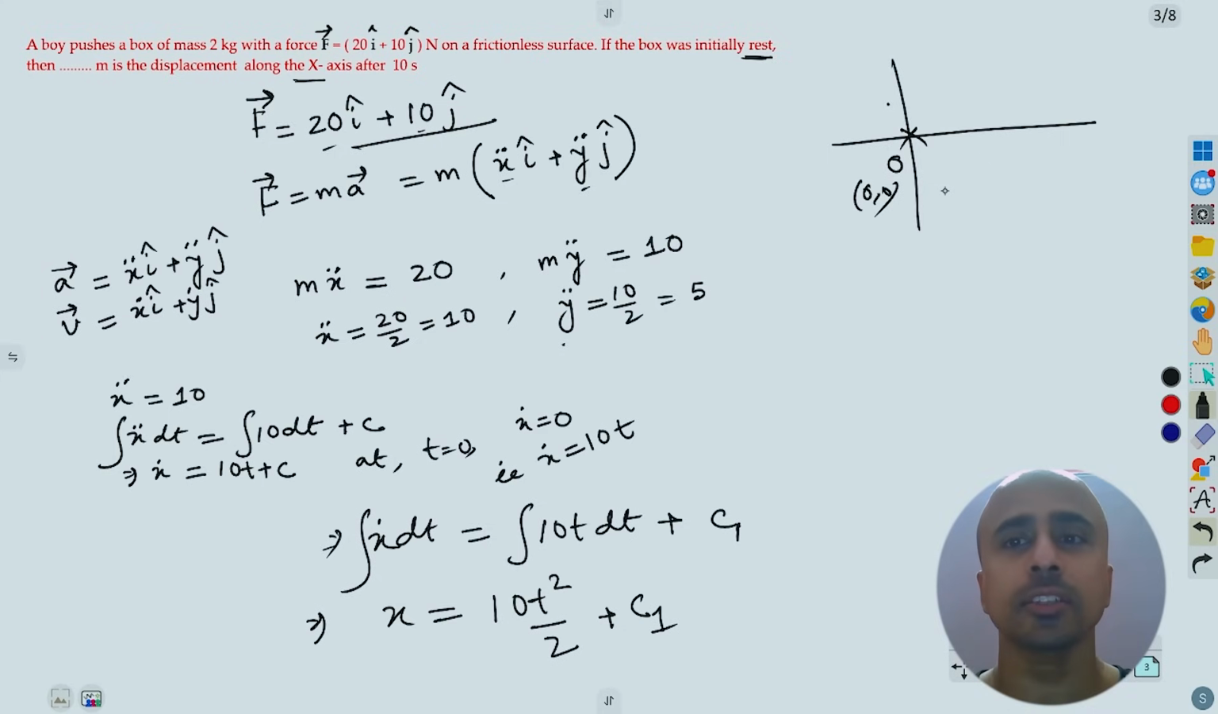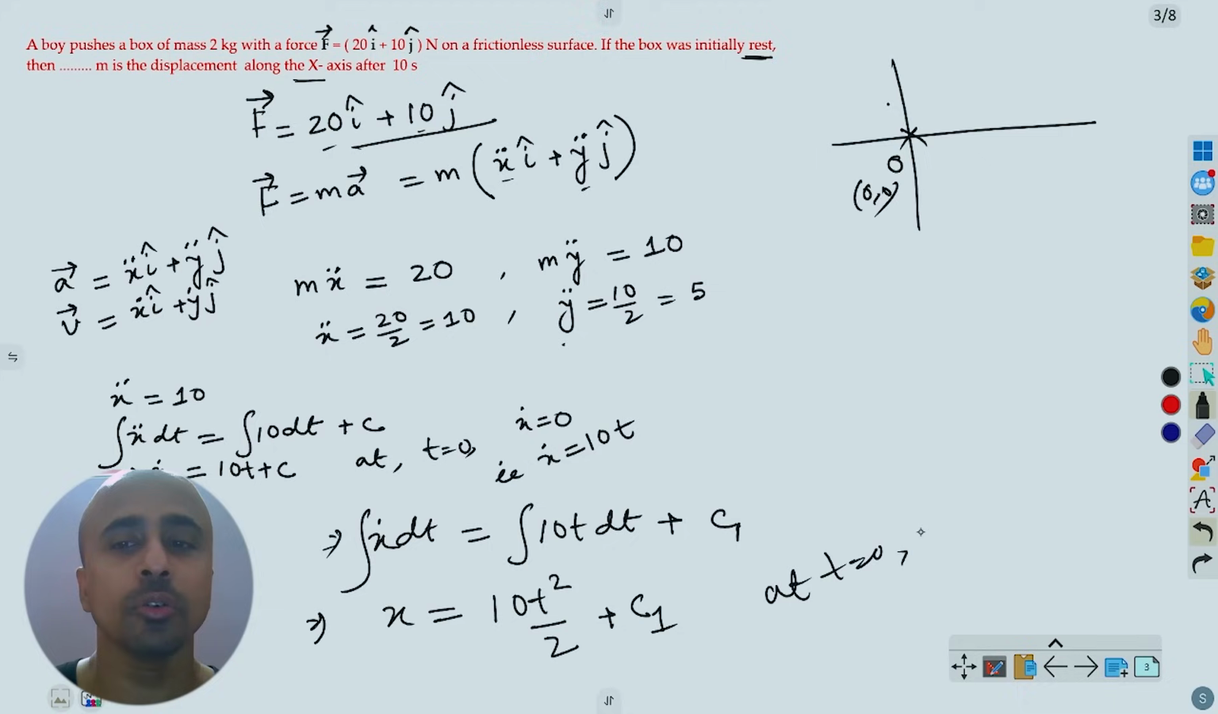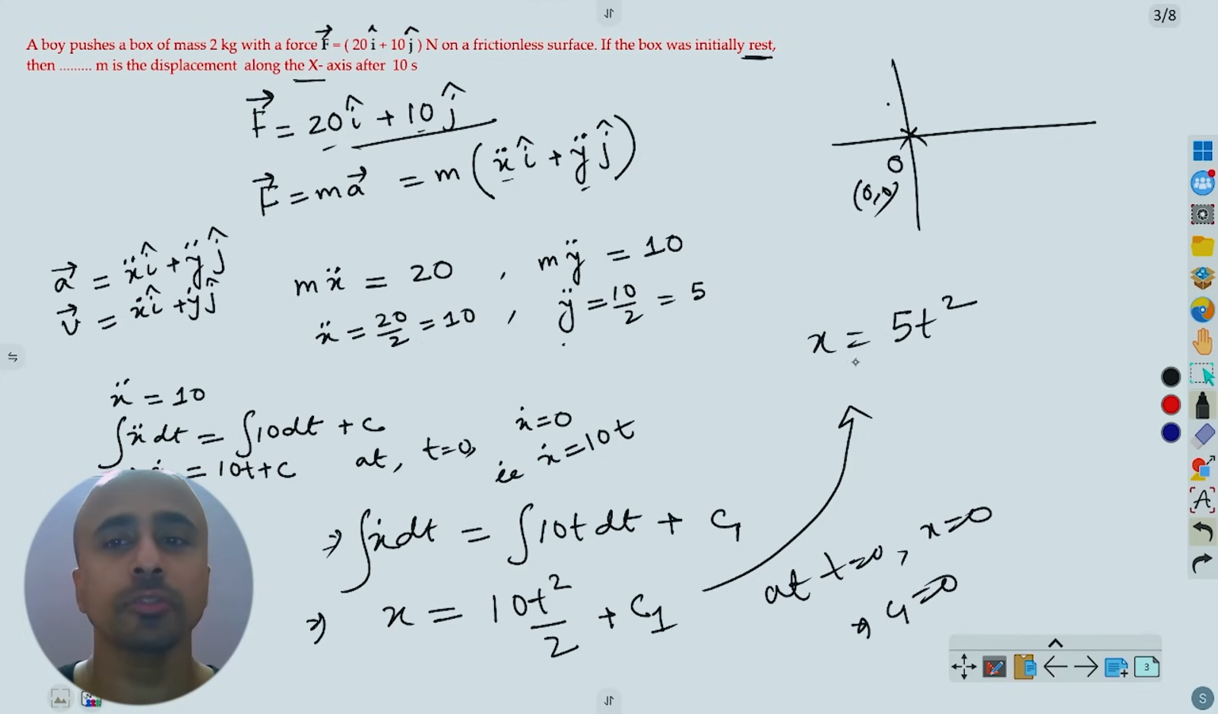From wherever it started its journey is not the matter here. We want how much is the displacement. So for simplicity, if we assume it starts from the origin, this will again give us c1 equals 0, because at t equals 0, x equals 0. Substituting the value here, we obtain x equals 5t squared.